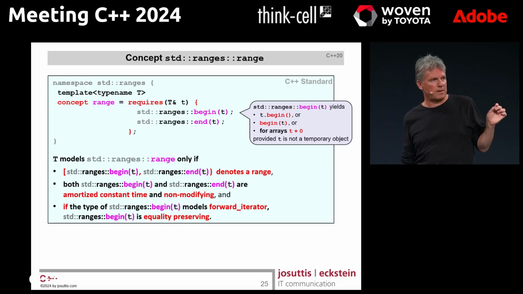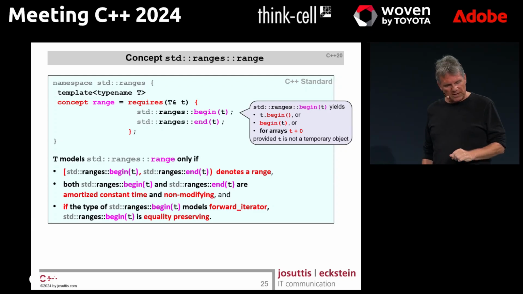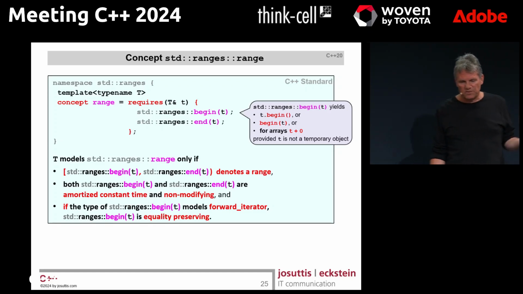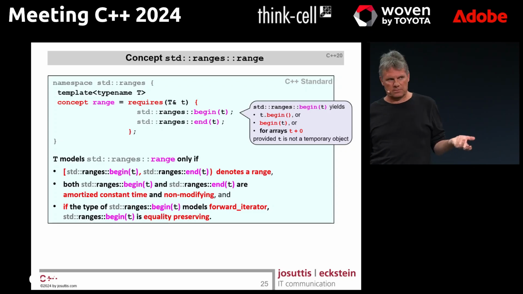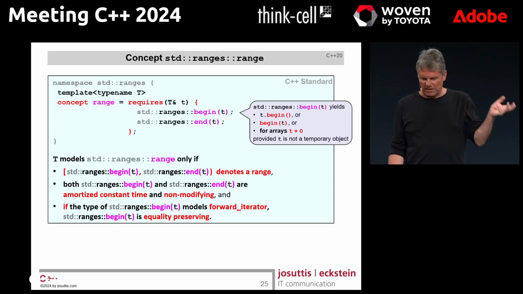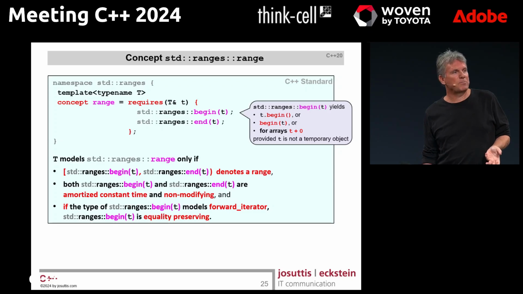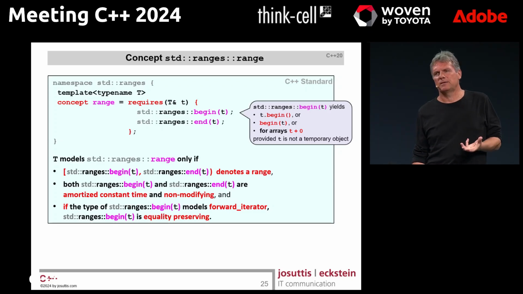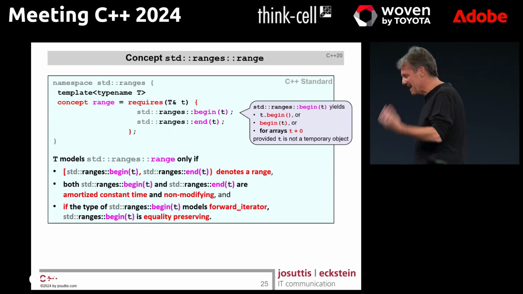This is a runtime specification specified in the concept. And the others are also things a compiler cannot test. We say, well, begin and end must be reasonable, cheap. I don't explain that here. And non-modifying. So begin should never modify anything. That's again nothing we can test.